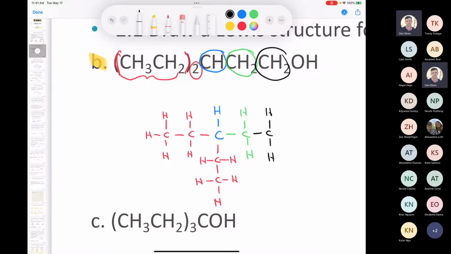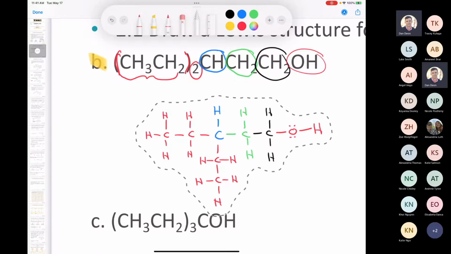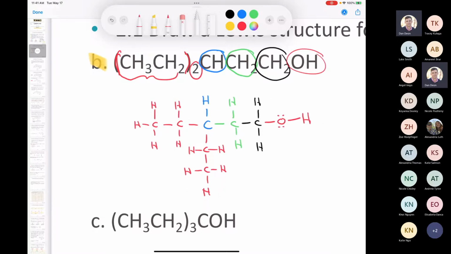Well, when I have an OH, that means the oxygen is going to have a bond to a carbon and to the hydrogen, because oxygen always has 2 bonds and 2 lone pairs. So we'll draw OH, put the 2 lone pairs on the oxygen, and then the hydrogen, like that. And there you go. There's our Lewis structure for the entire molecule. We took that completely condensed structure, and we were able to convert it into a Lewis structure.